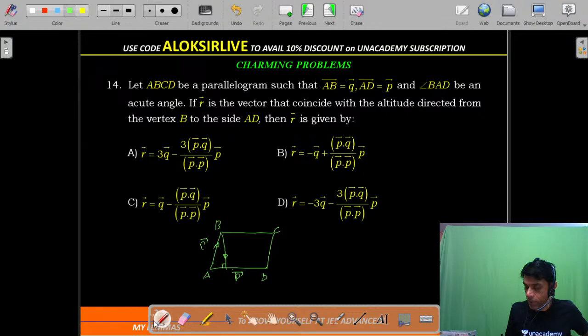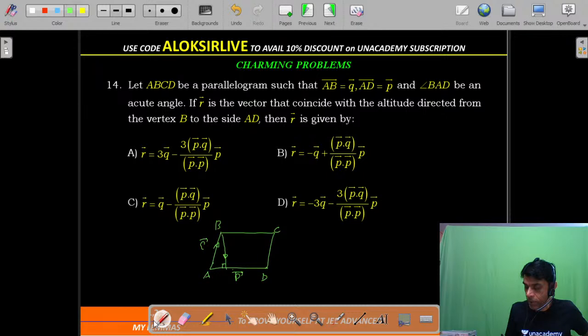See AX, and see AX plus XB. AX plus XB is Q. But XB is given, this one. BX is R, so I can write AX means Q dot P upon PP, and minus R equals Q. So R is Q plus this one, right? So you will get this kind of answer. R will be minus Q plus this, right?